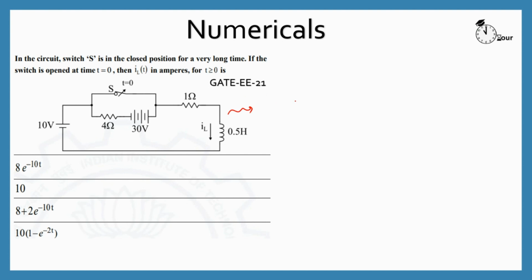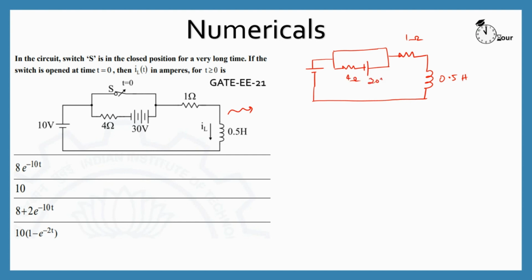So it's simply going to be this 10 volts, and there's going to be a short circuit over here because the switch is closed, and then this 4 ohms, this 30 volts, then we'll have this 1 ohm, 0.5 Henry, 1 ohms, the short circuit, the 4 ohms, the 30 volts, and the 10 volts.